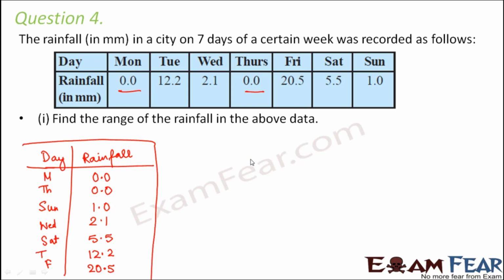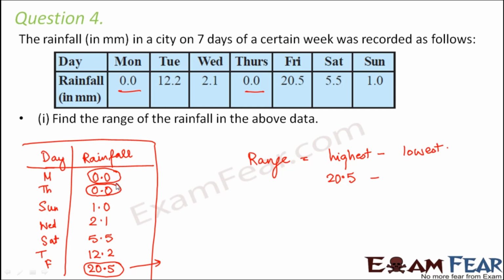Now we have to find the range of rainfall. How do we find range? We know that range is nothing but the difference between the highest value or the maximum value and the minimum value. Now looking at this organized data, can you tell which day receives the highest rainfall? Of course, it is Friday. And how much is the highest rainfall? It is 20.5. What about the lowest rainfall? The lowest rainfall is received by both Monday and Thursday and the value is 0.0. So therefore the range of rainfall is 20.5 millimeters. So this would be the range of rainfall in the above data.